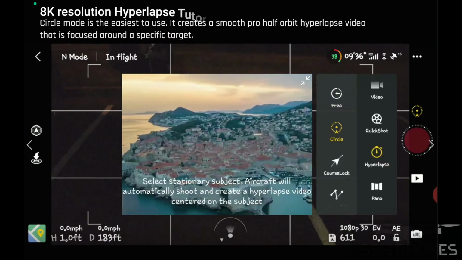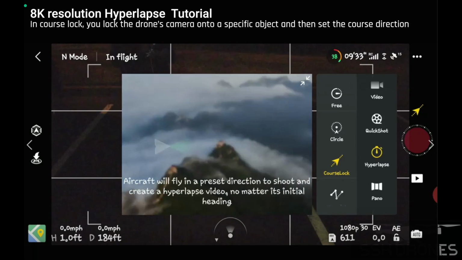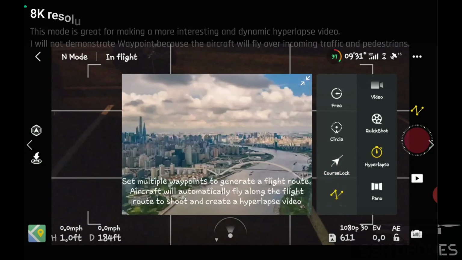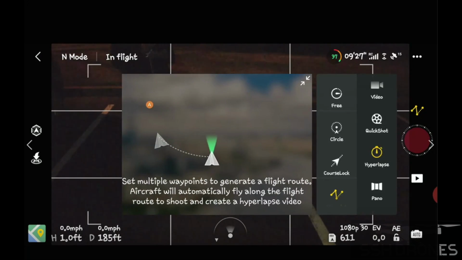Circle creates a half-orbit hyperlapse that is focused around a specific target. Spotlight locks the drone's camera onto a specific object and sets the course direction. Waypoint gives you a dynamic hyperlapse video, but I will not demonstrate that because of safety. And now, after safely landing, here's what the hyperlapse looked like.